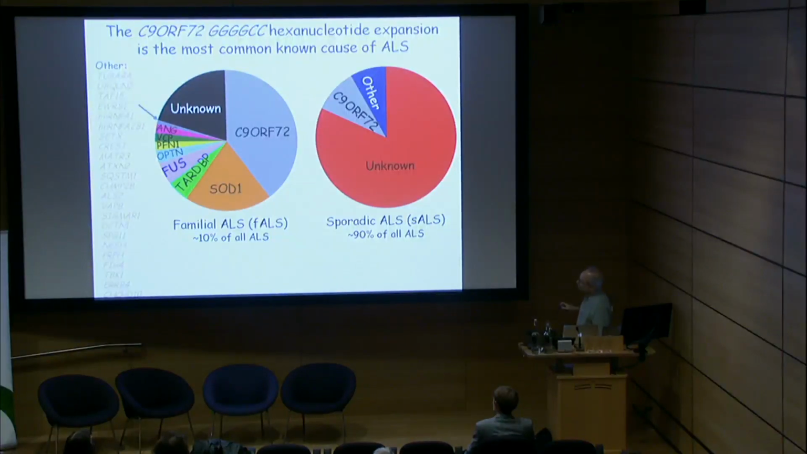One important thing we can see here is only 10% of ALS cases can be called familial. That means they're genetically inherited and genetically caused and we know the mutation. Sporadic are 90%, and here we can see very few are known. Again, C9orf72 is the most common mutation that pops up in these sporadics. But we can see, if we put all these together, for 75% of all ALS cases, we don't know what the cause is.